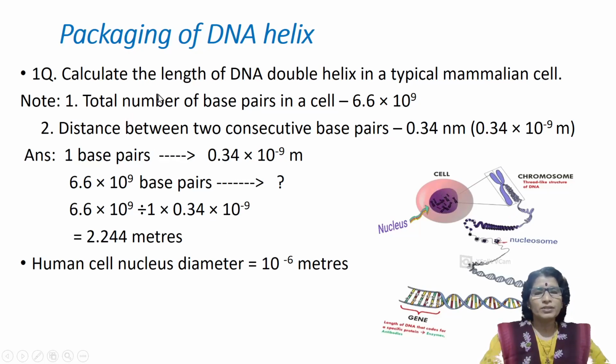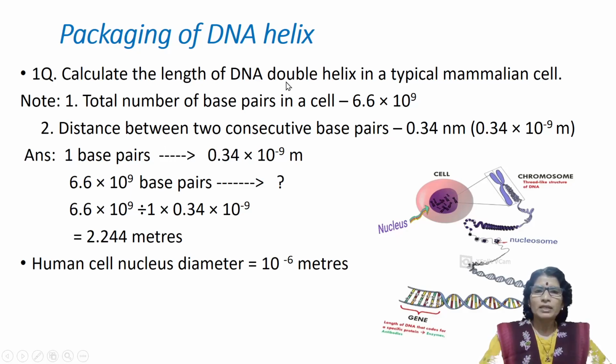Here, one interesting calculation. Calculate the length of the DNA double helix in a typical mammalian cell. Here, mammalian cell is human cell. The total number of base pairs in a human cell is 6.6 × 10^9. The distance between two consecutive base pairs, you all know, is 0.34 nanometers. When this 0.34 nanometers is converted into meters, that is 0.34 × 10^-9, because a nanometer is equal to one billionth of a meter. So here the answer is, when we calculate this problem, the distance of one base pair is equal to 0.34 × 10^-9 meters.